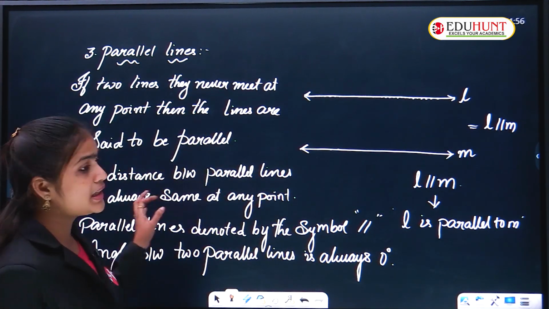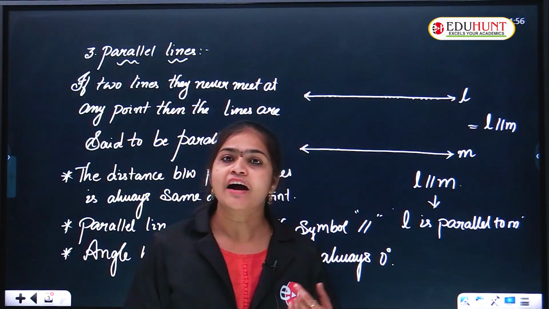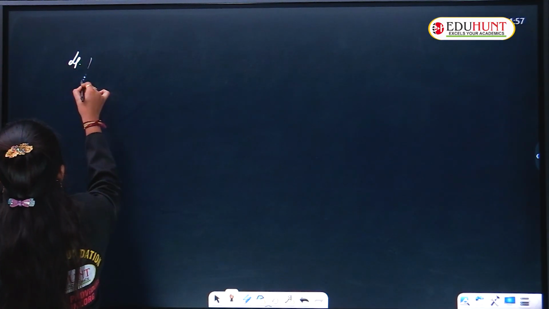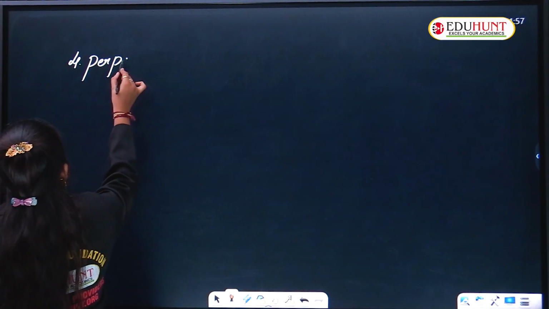So this is about parallel lines. After this one, we have perpendicular lines. What is the next one? Perpendicular lines.